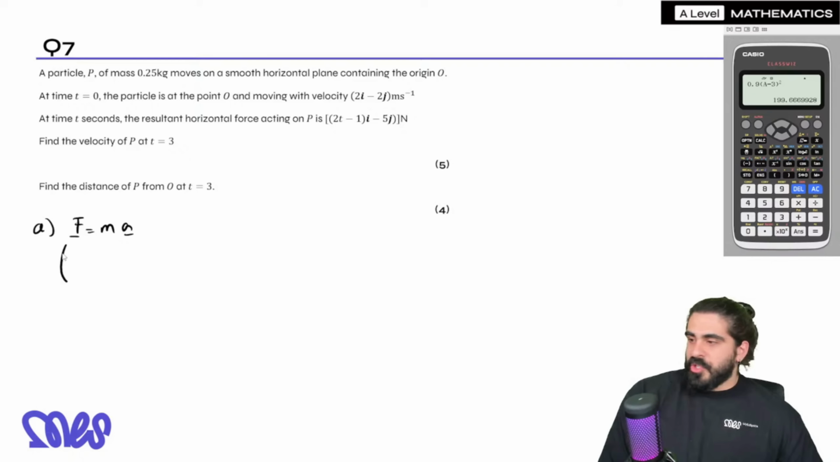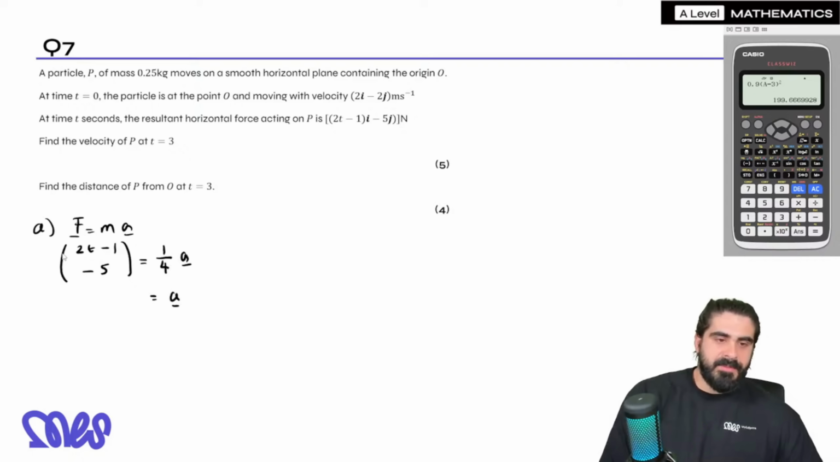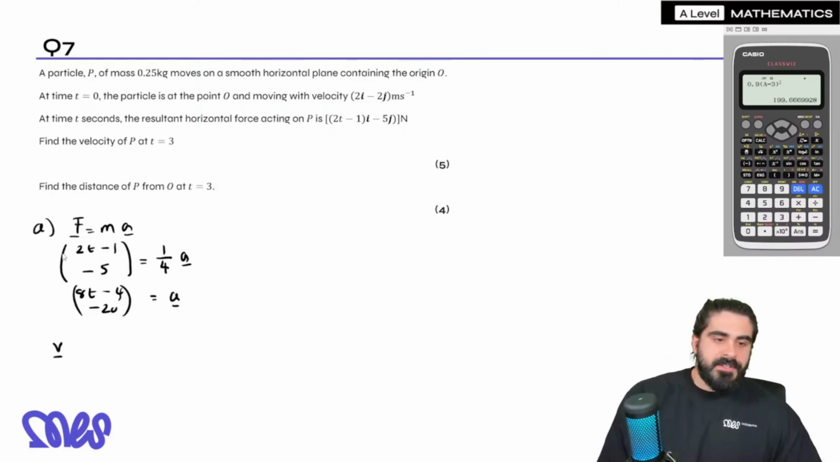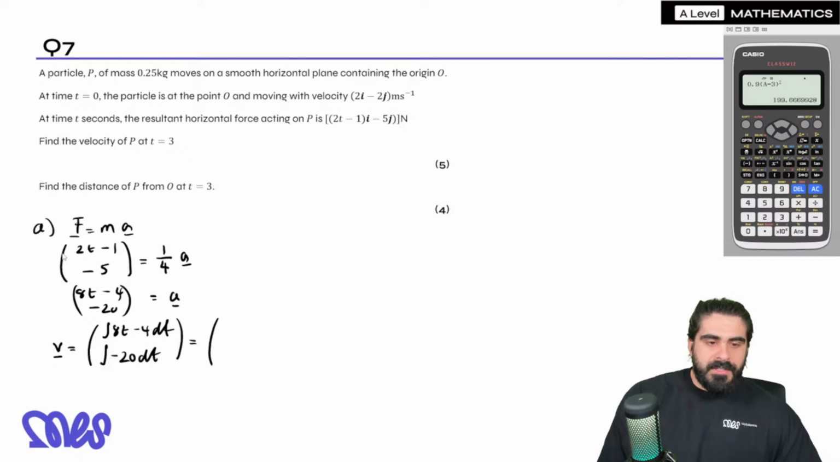So the force, we should always do this on column, and then we integrate to find v. So we have 2t minus 1 minus 5 is the mass, which is 0.25, which is a quarter a. So a, we're going to times it by 4: 8t minus 4 minus 20. So it's not constant acceleration, so you can't use SUVAT equations. So v is going to be the integral of 8t minus 4 dt and the integral of minus 20 dt. We have 4t squared minus 4t. Don't forget your constants.